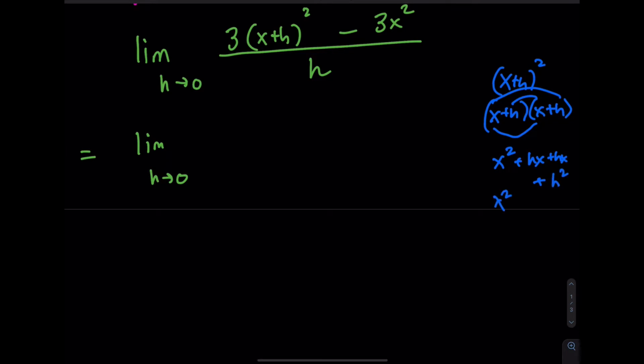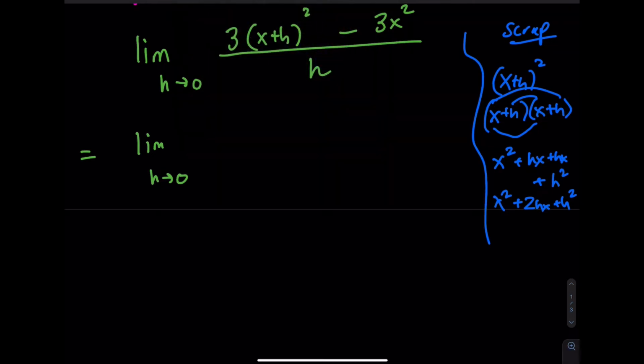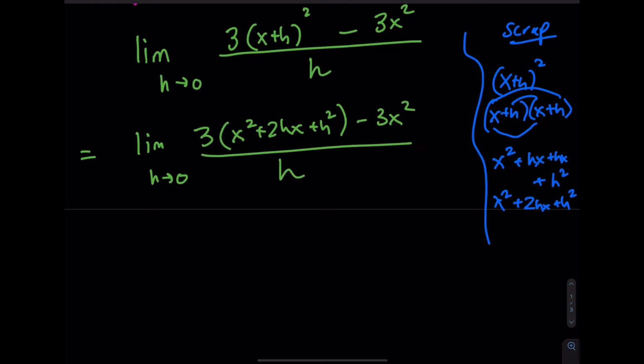So this simplifies to x squared. Combining like terms, you have two hx's, and you have h squared. I always like to do this sort of scratch work on the side, just so you can show your work really cleanly. So we have 3 times the quantity x plus h squared. Our scratch work says that that's equal to x squared plus 2hx plus h squared. And we're subtracting off 3x squared, and this is all over h.